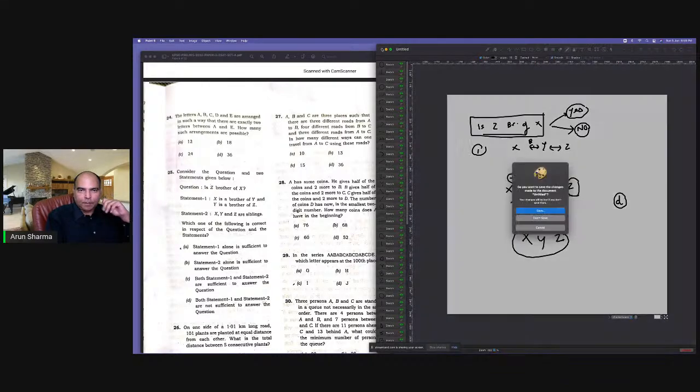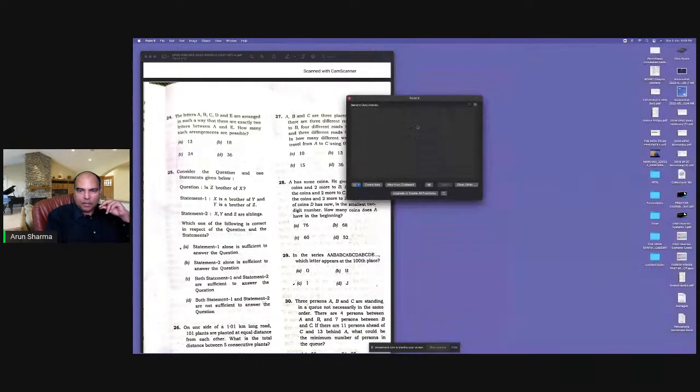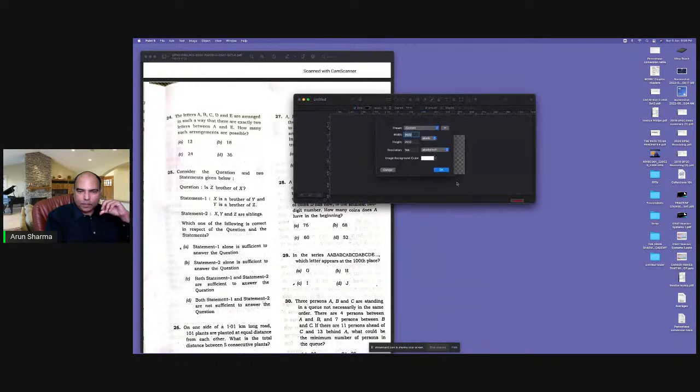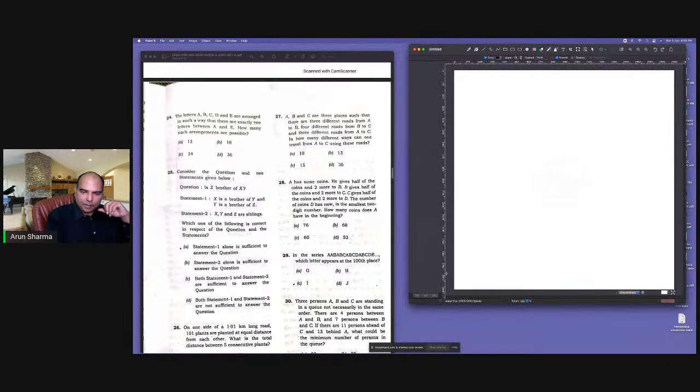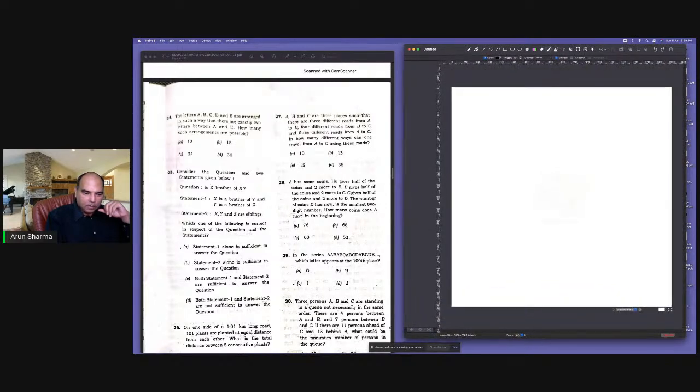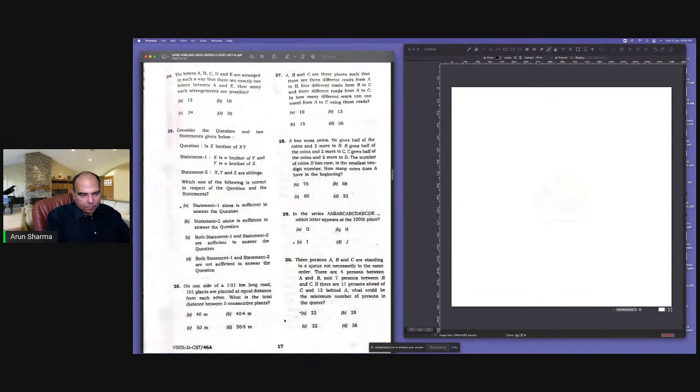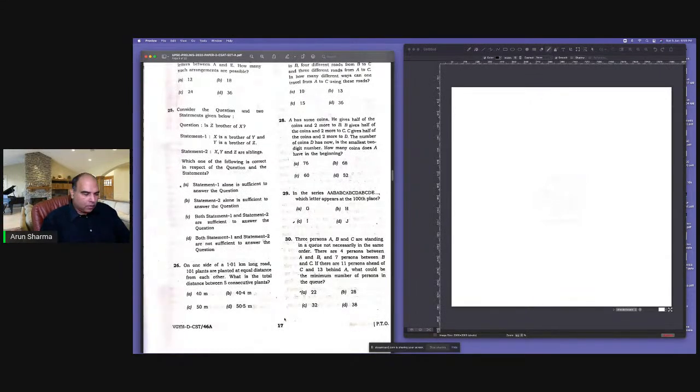A lot of people would have made a mistake in this question. Again, as I'm solving these questions, the feel is very much like a difficult aptitude exam, not an easy aptitude exam. So I'm quite sure it's going to be difficult to solve for a lot of people.